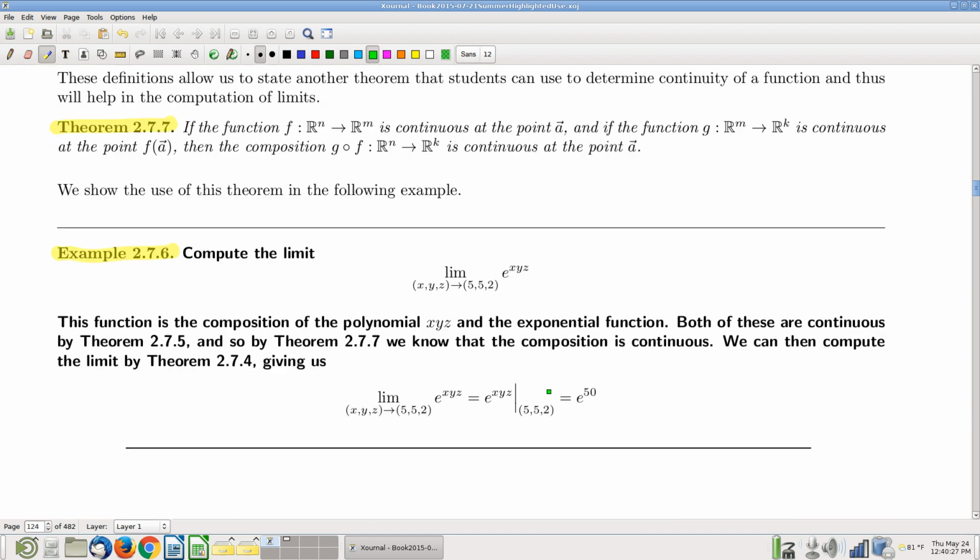And then a second idea I want to talk about is compositions. If you have two known continuous functions, f and g, then the composition is also continuous. So for example, let's look at this guy right here, e to the power of xyz. Now that is not exactly the exponential function. That's not e to the x. Right? It's not a polynomial.